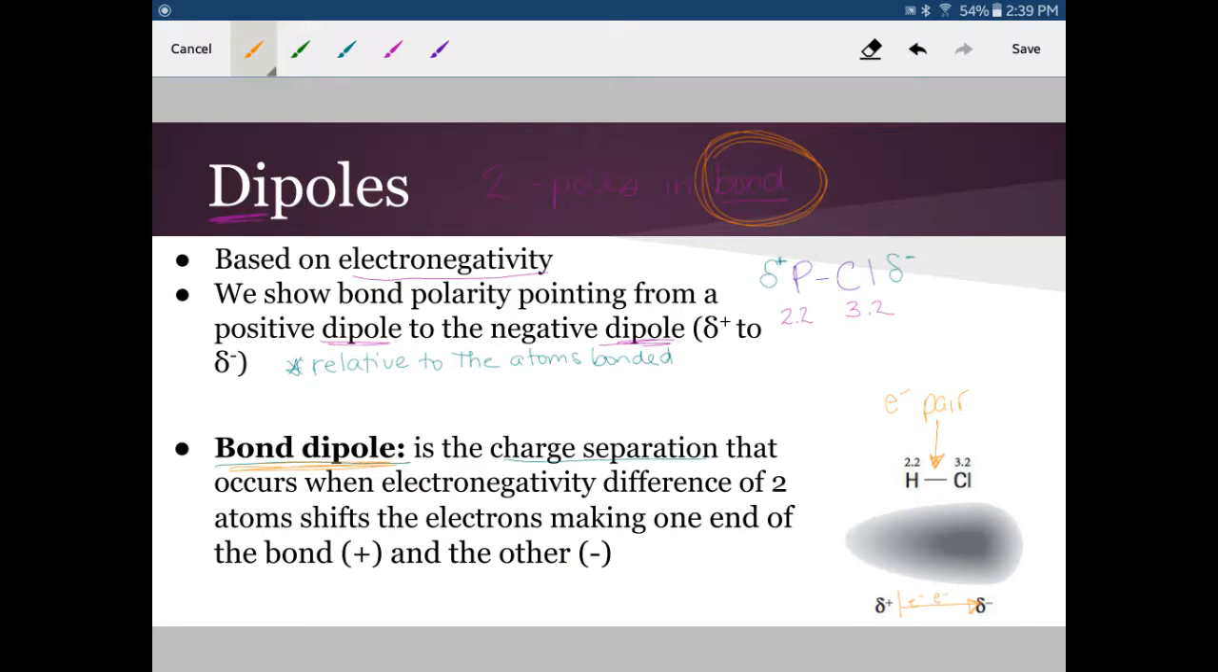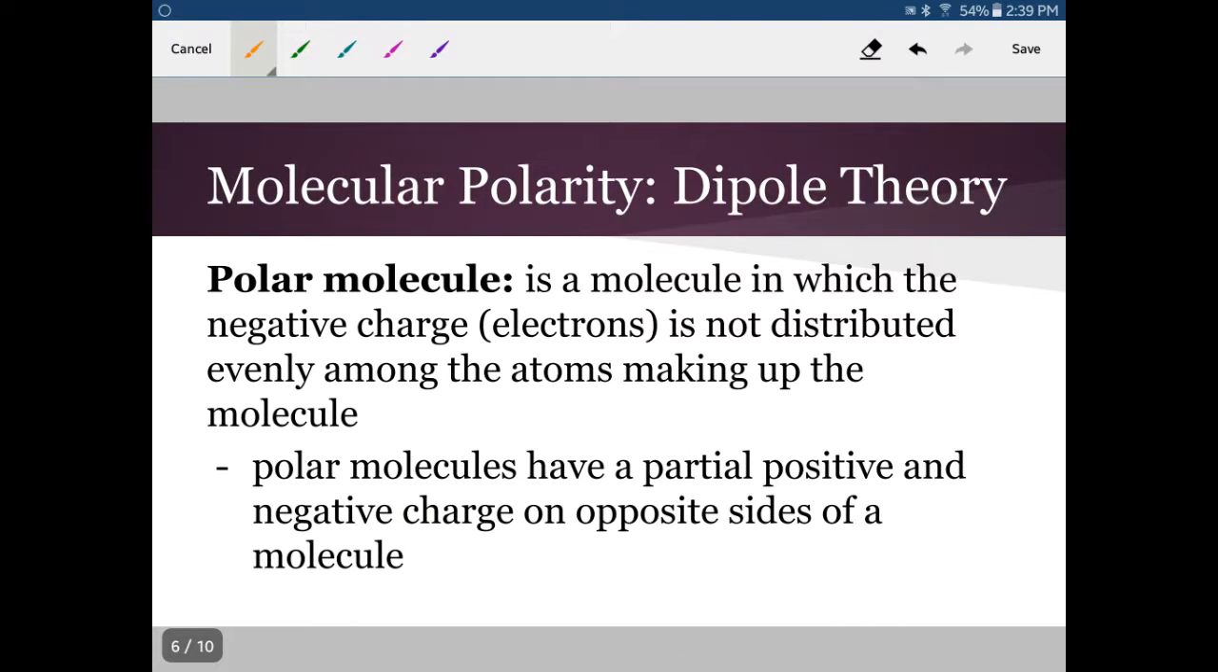Now we can also talk about polarity in terms of molecules. So we have to talk about dipoles in molecules. So we have a polar molecule, and a polar molecule is a molecule with a negative charge, okay, of electrons that's not distributed evenly among the atoms making up the molecule. Now, polar molecules have partial positive and partial negative charge on opposite sides of the molecule. So essentially, we can look at an entire molecule, the entire entity, and determine if there is a positive or a negative side on the entire molecule itself, or if there's just polarity in a bond.